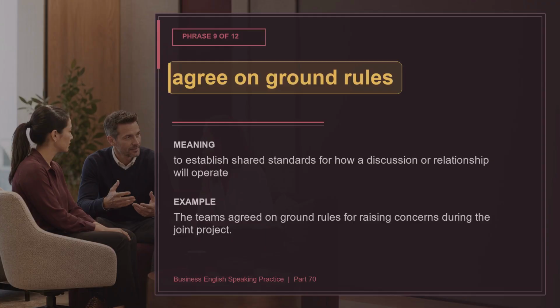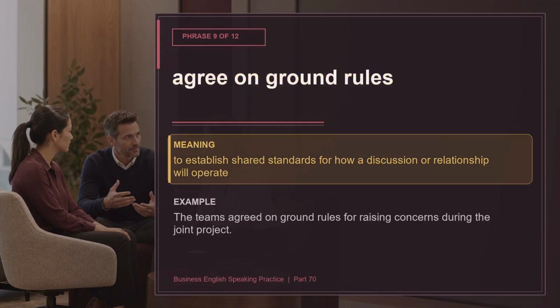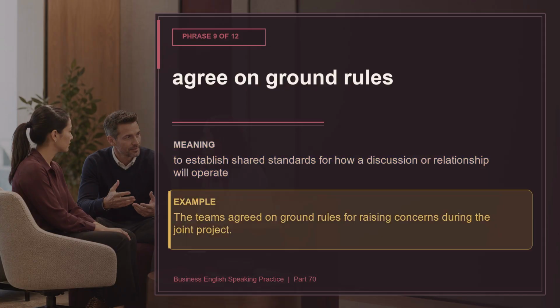Phrase 9. Agree on ground rules. Meaning: to establish shared standards for how a discussion or relationship will operate. Example: the teams agreed on ground rules for raising concerns during the joint project.